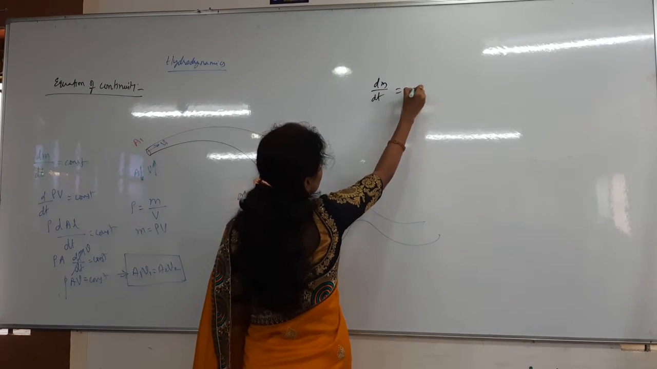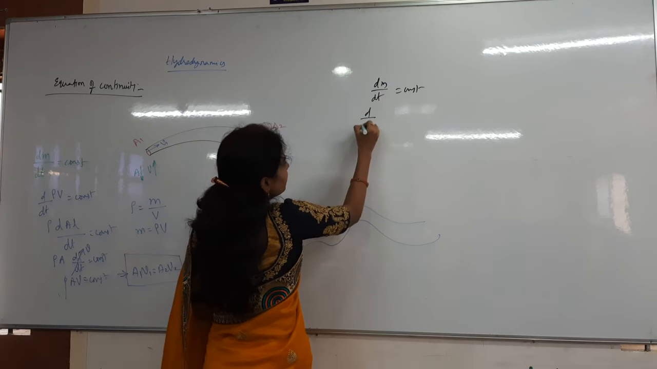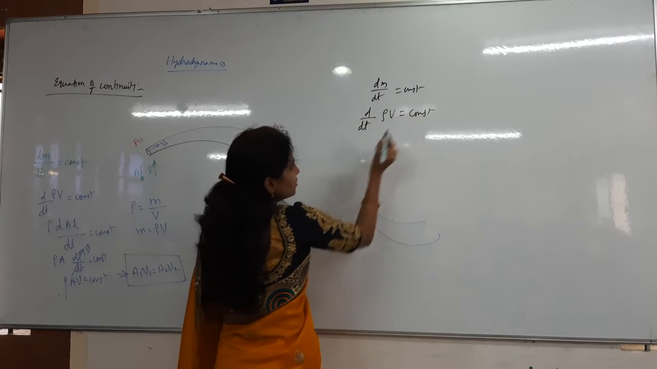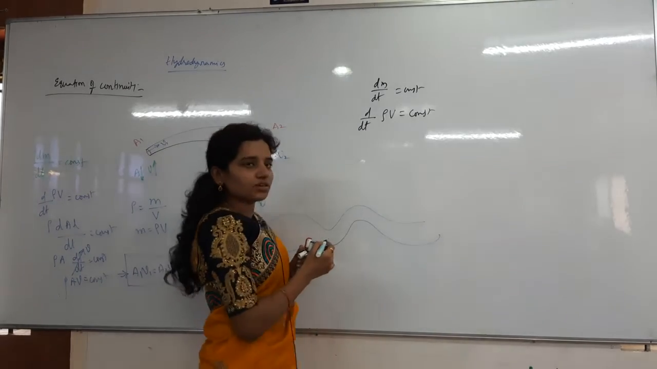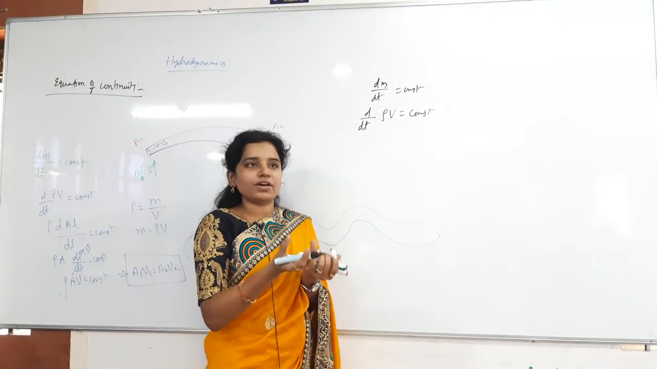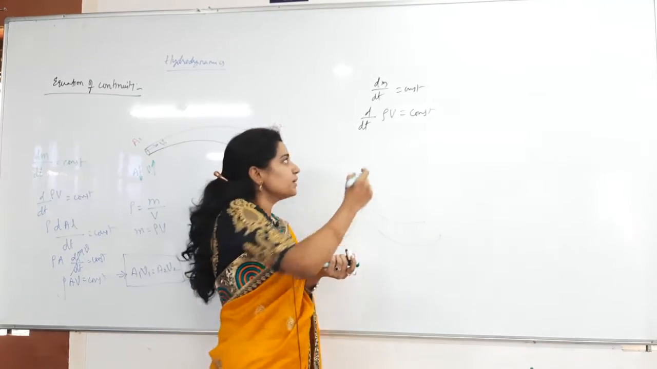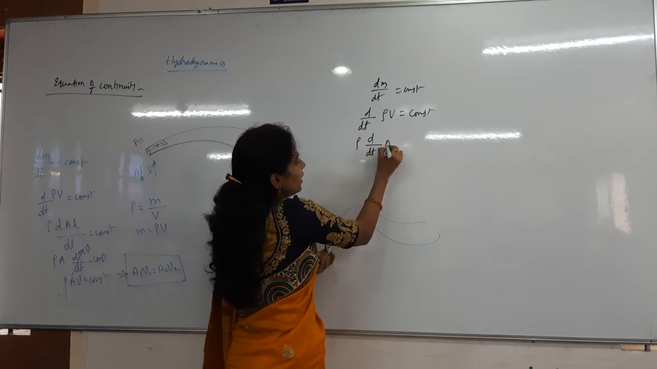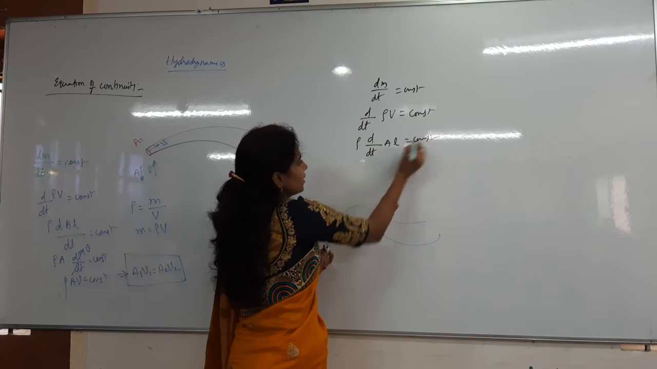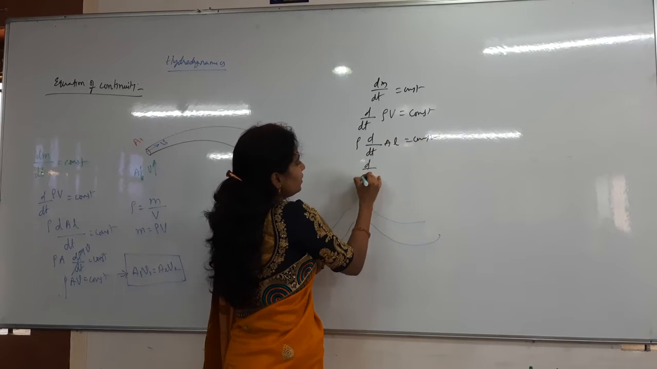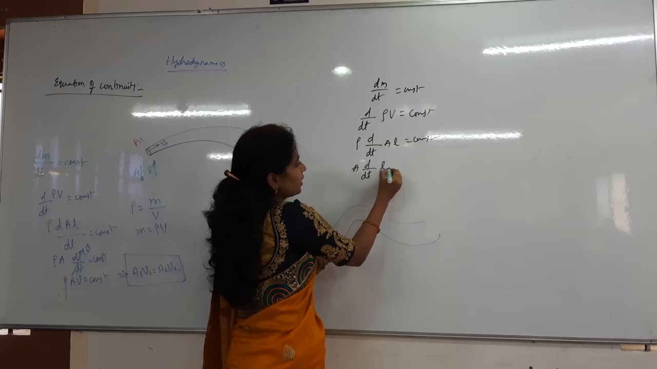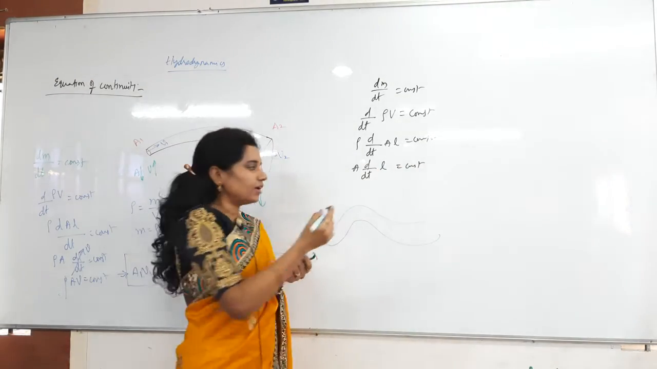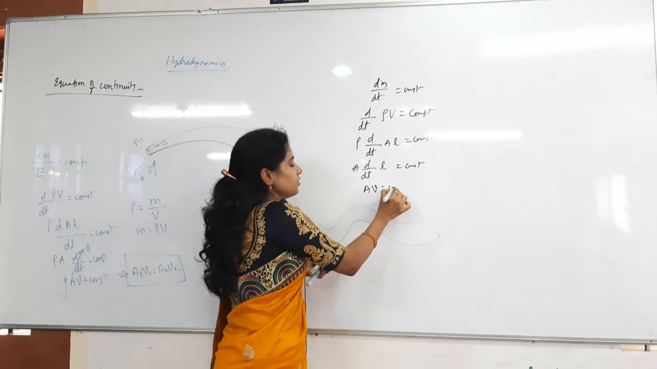So dm by dt is constant, so d by dt of, in the place of mass I can write density into volume, is equal to constant. However, density is constant throughout the liquid, since it is only one fluid flowing here. So d by dt of area into length is equal to constant, then the area comes out, and dl by dt is equal to constant. What do you mean by dl by dt? Velocity, so that A V is constant always.